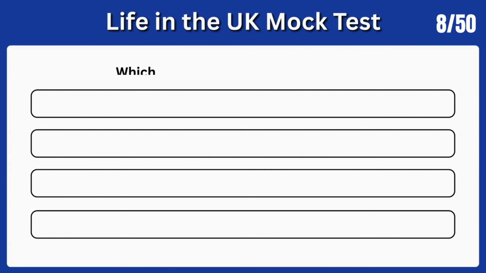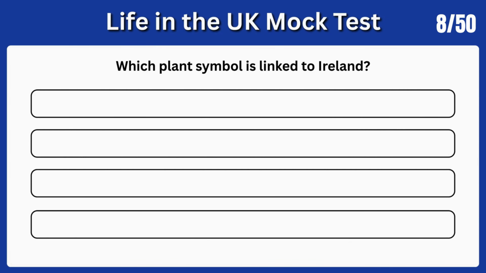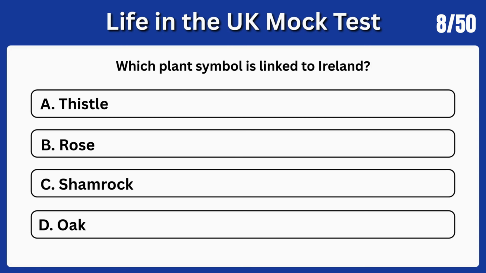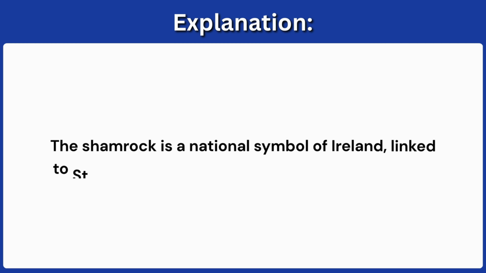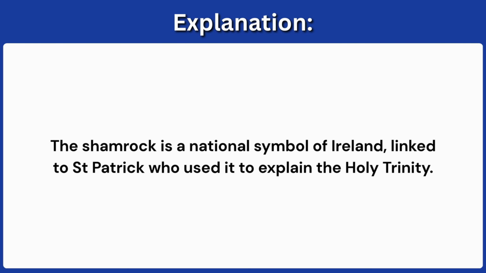Question 8. Which plant symbol is linked to Ireland? A. Thistle. B. Rose. C. Shamrock. D. Oak. The correct answer is C. Explanation. The shamrock is a national symbol of Ireland, linked to St. Patrick, who used it to explain the Holy Trinity.